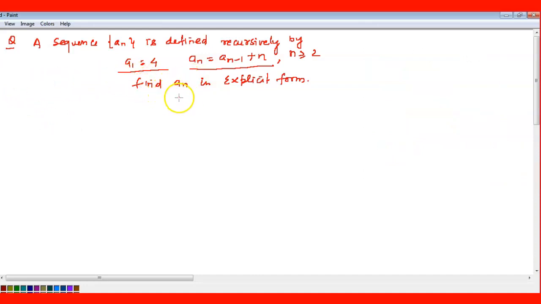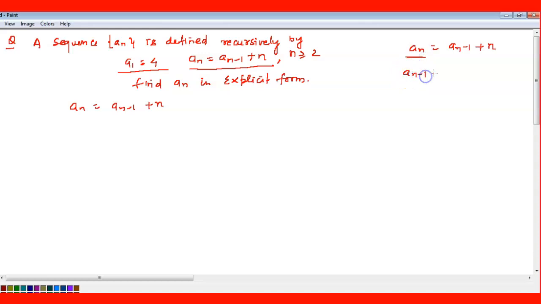We have to find it in explicit form. We know that the question is given here: a_n = a_{n-1} + n. So what you do here is use recursion, putting in the n minus 1 value. If I write a_n = a_{n-1} + n, and put n minus 1, what will I get?